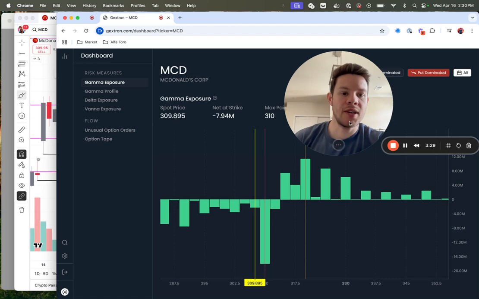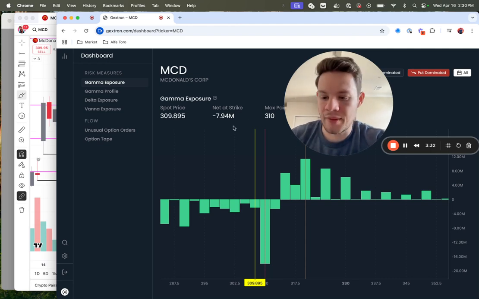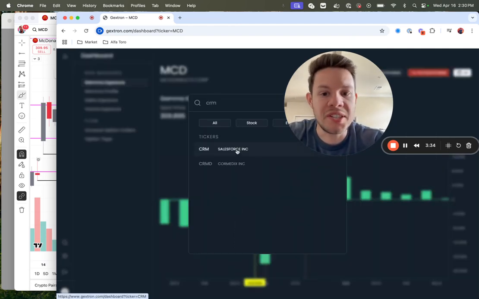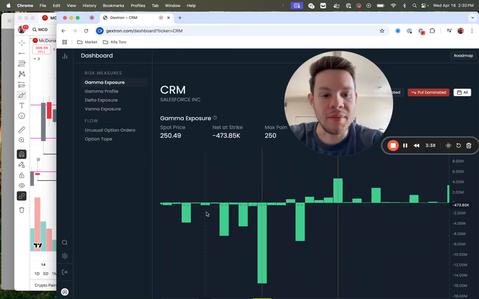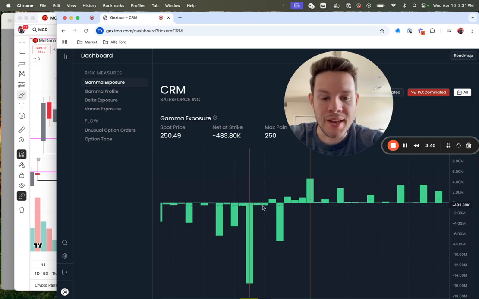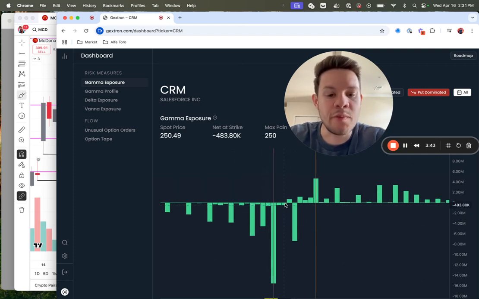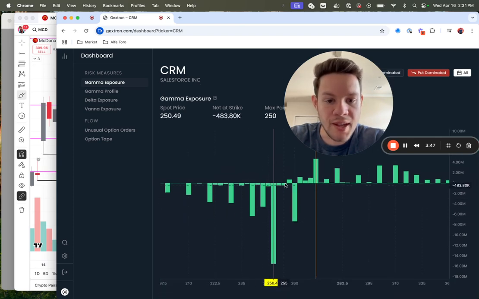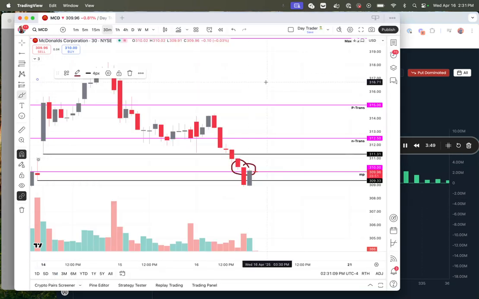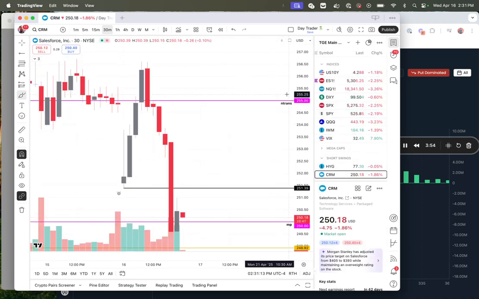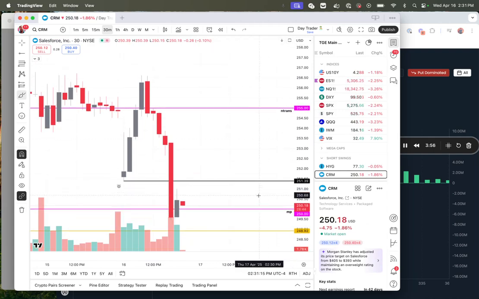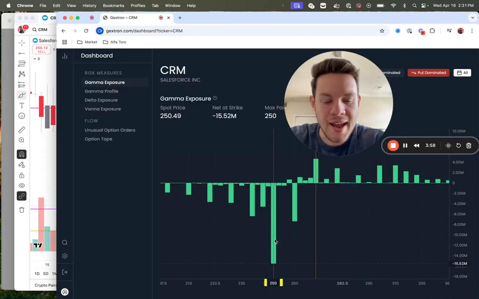Then I want to go into the next trade, which is CRM. CRM was a similar trade. It's like, how do you enter and how do you exit the trades? Same thing here: where's the first negative bar, and where does everything follow up? At the moment, if we scroll down, it says 255. I marked these levels on CRM. So I said 255 is the entrance level, and then we have max pain at 250 because it's the tallest negative bar.